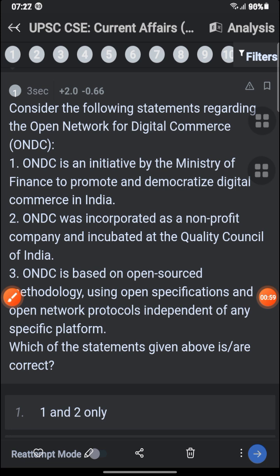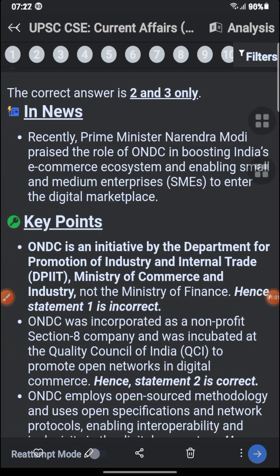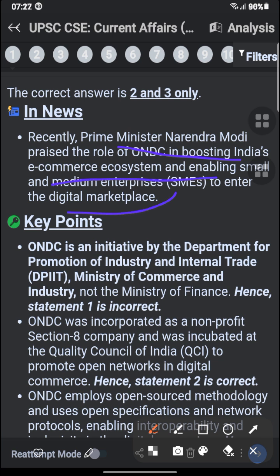So what is it actually? Prime Minister Narendra Modi praised the role of ONDC in boosting India's e-commerce ecosystem and helping small and medium enterprises enter the digital market. ONDC is an initiative by the Department for Promotion of Industry and Internal Trade, Ministry of Commerce. So not the Ministry of Finance first of all. That's why option one was wrong.